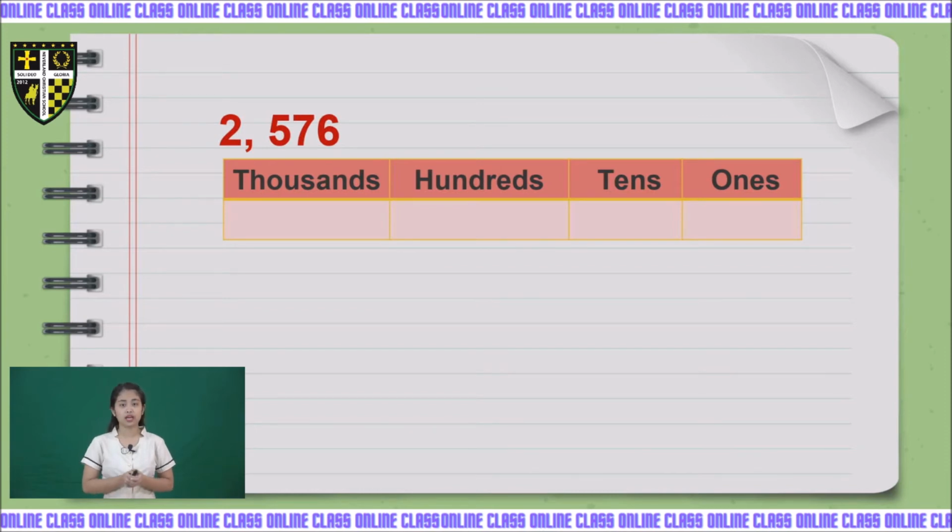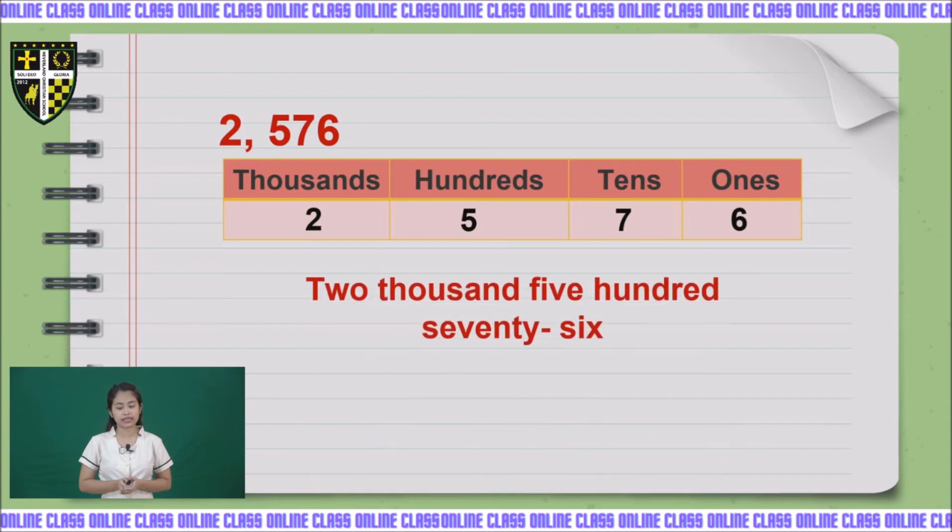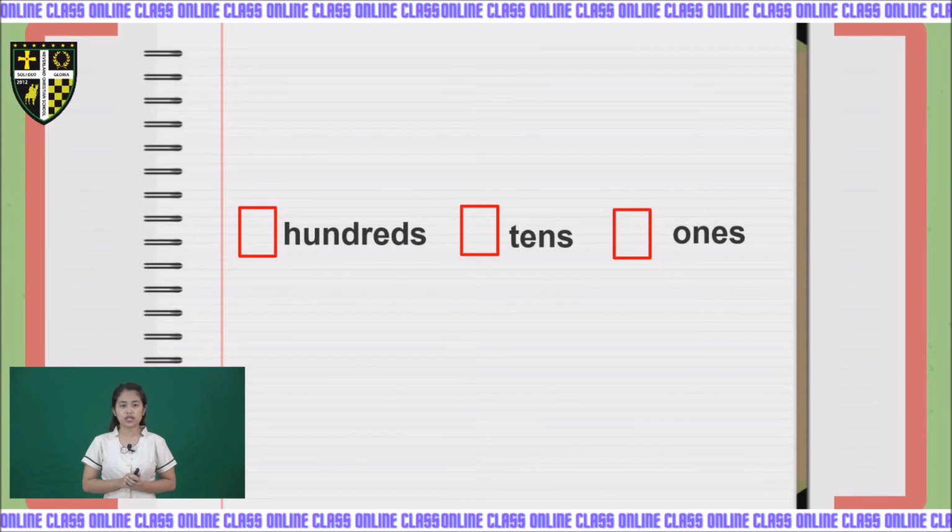Next one, we have the 2576, and the comma is still there. So the 6th digit is in ones, the 7th digit is in tens, the 5th digit is in hundreds, and the 2 digit is in thousands. And we can just simply write it as 2576. Again, 2576.